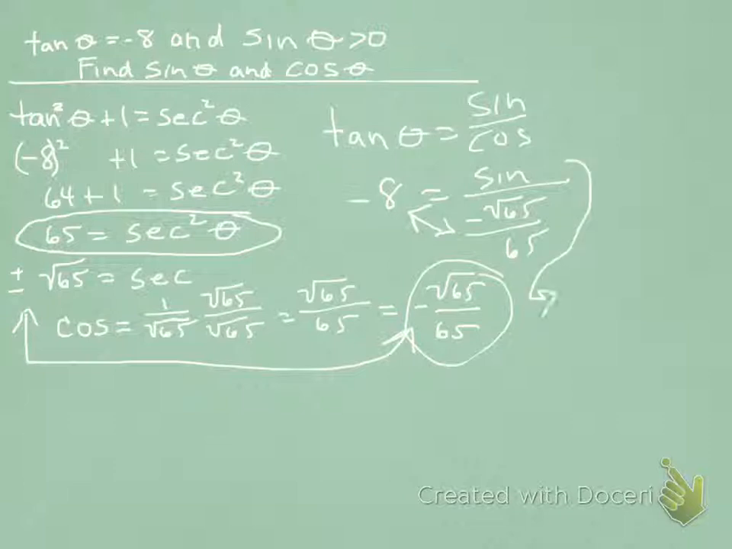we come out with the sine is equal to, and again we're cross multiplying right here, so we have negative 8 times the negative, so we know that's going to be positive 8 times the square root of 65 over 65. And we're looking to see if we have any common factors, and we do not. So our answer for the sine is 8 times the square root of 65 over 65 right there.